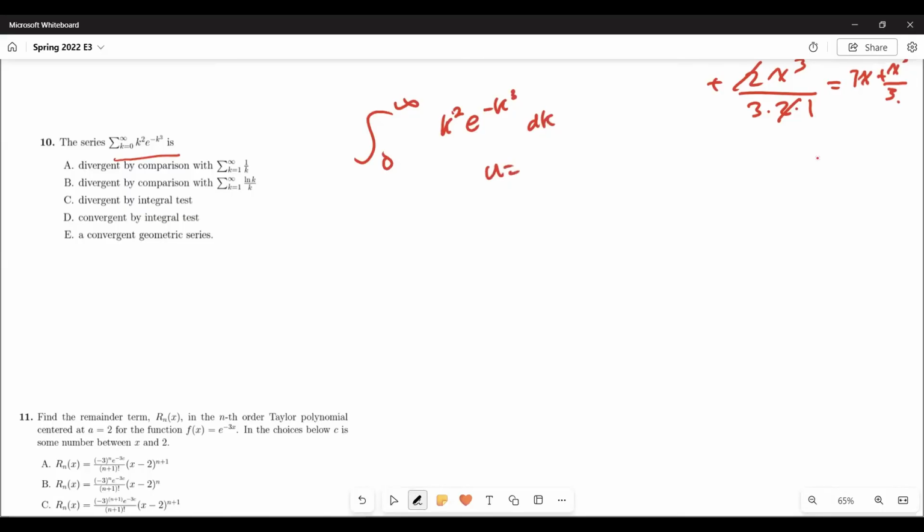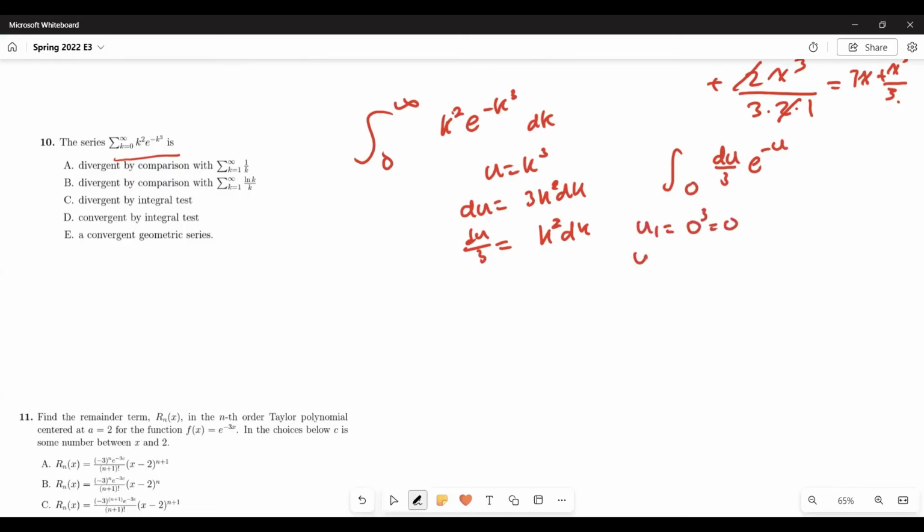So if you put u as k cubed, then du becomes 3k squared dk. du over 3 is equal to k squared dk, right? So this becomes du over 3 e to the minus u, right? And then our new bounds would be u1: 0 cubed, which is 0, and u2: infinity cubed, which is still infinity. So it's like 0 to infinity, 1 over 3 e to the minus u du.